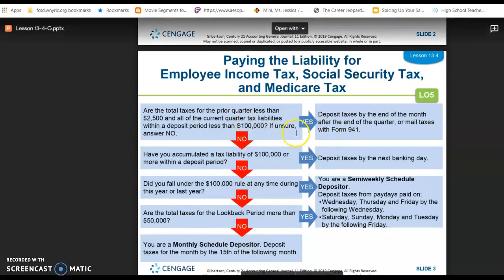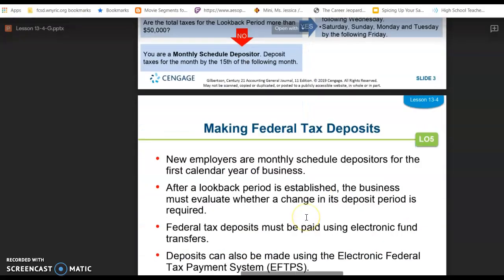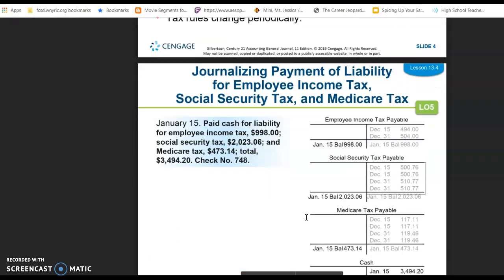We don't really have to know too much about this chart, about yes and no, when do we have to pay, what do we have to pay, the date that has to be paid, etc. There's really only 3 transactions that we're going to learn in here. The first one is going to be something like this: paid cash for a liability for the employee income tax, the Social Security tax, and the Medicare tax. So when it says paid cash, we know it goes in the cash payments journal.